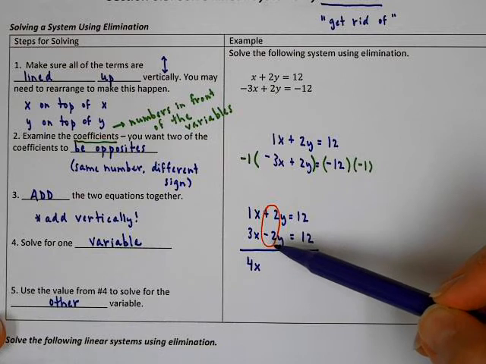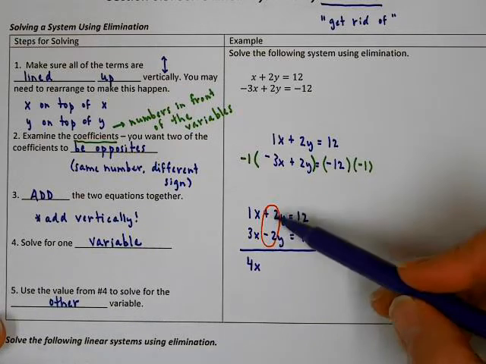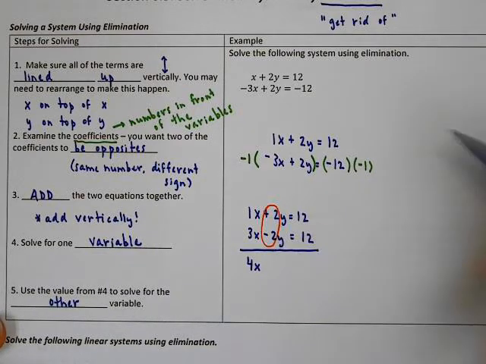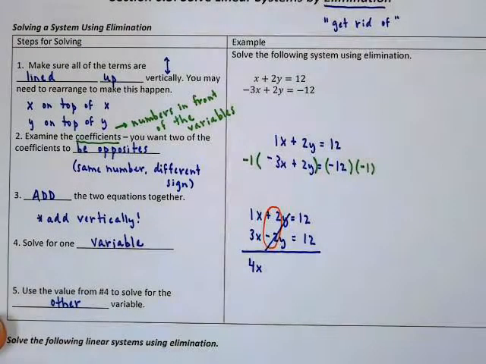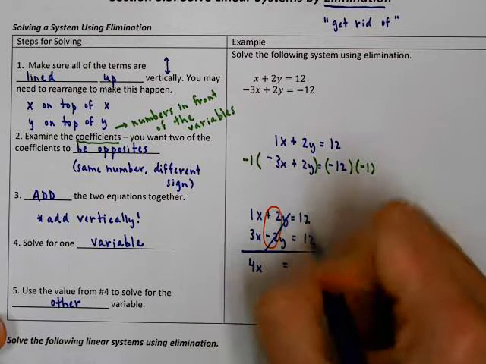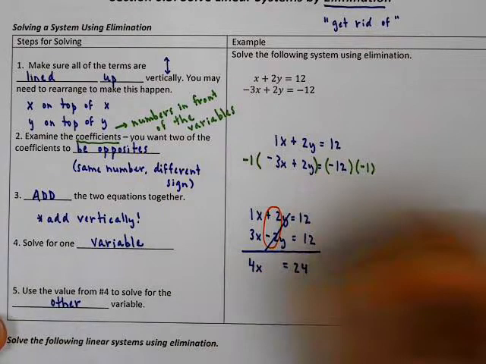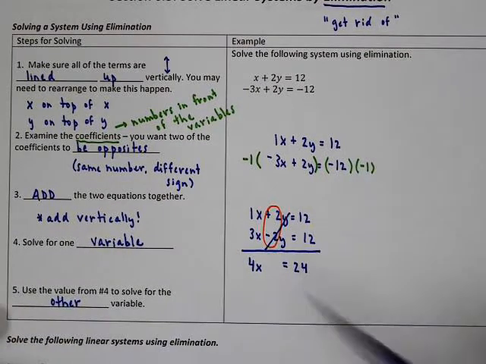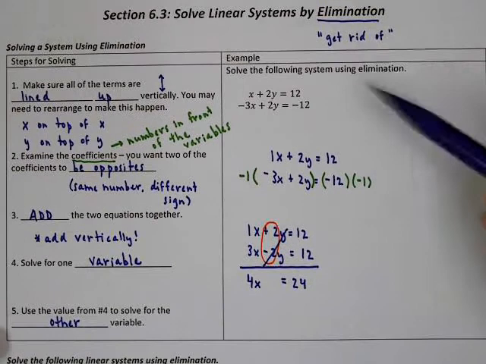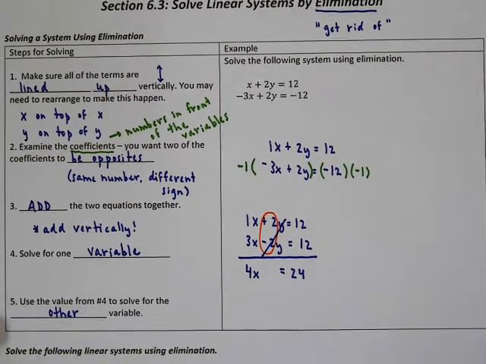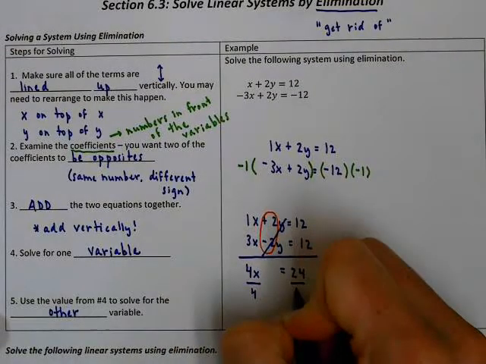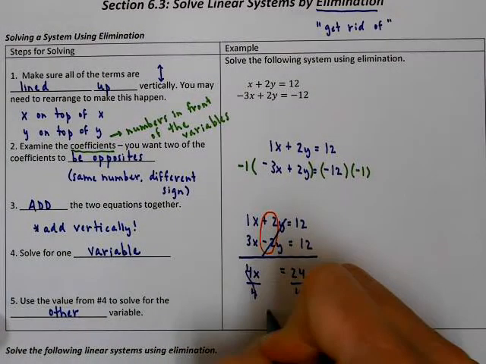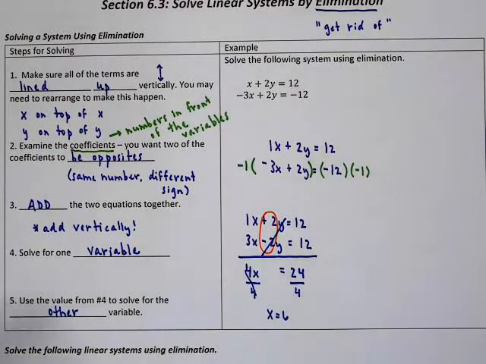Well, we know adding a negative is subtracting. So if I do 2y minus 2y, that term is just going to cancel. And now I'm going to add 12 plus 12 gives me 24. And so here we've eliminated the y. We got rid of that y value. So now I'm going to solve for x by dividing by 4. And I get x is equal to 6.